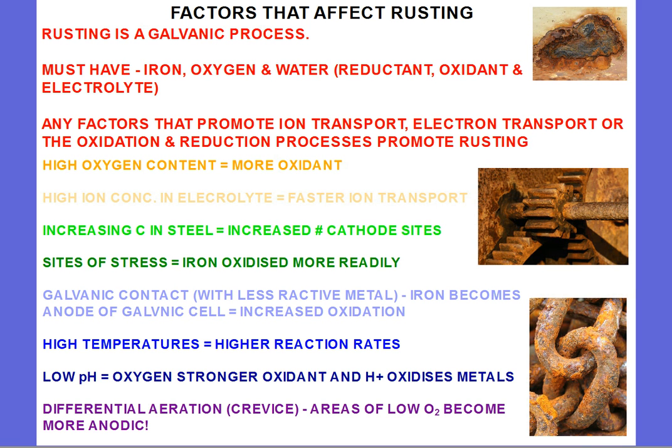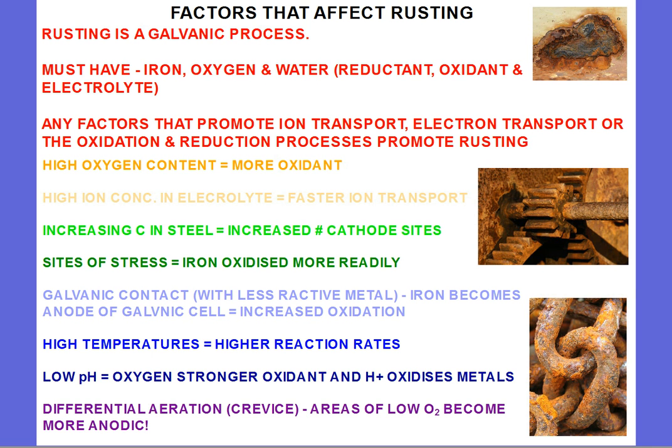First of all, high oxygen content, because that means you've got more oxidant there, more oxygen. High ion concentration in the electrolyte, which means you've got faster ion transport. Increasing amounts of carbon in the steel increase the number of cathode sites, therefore increase the rate of rusting. If you've got sites of stress, that means the iron is oxidized more readily, which increases rusting. If you've got galvanic contact with a less reactive metal, that makes iron the anode, and therefore increases the rate of oxidation, and therefore increases the rate of rusting. High temperatures increase reaction rates, therefore it can increase the rate of rusting.